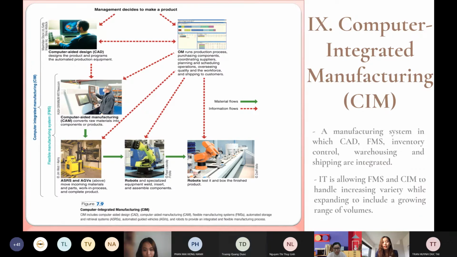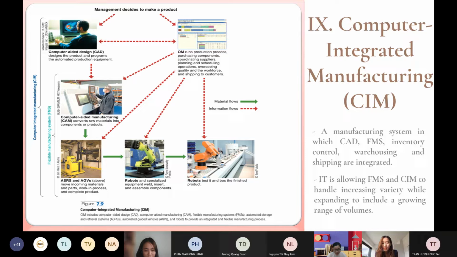And the last one is computer integrated manufacturing, CIM. It is a manufacturing system in which CAD, FMS, inventory control, warehousing, and shipping are integrated. You can see in the picture the process of CIM, which includes CAD, CAM, ASRS, AGV, and robots. Yes, a lot of parts integrated.